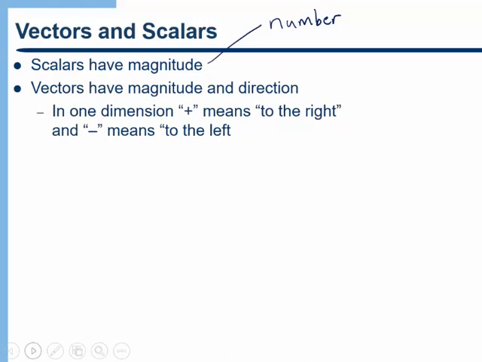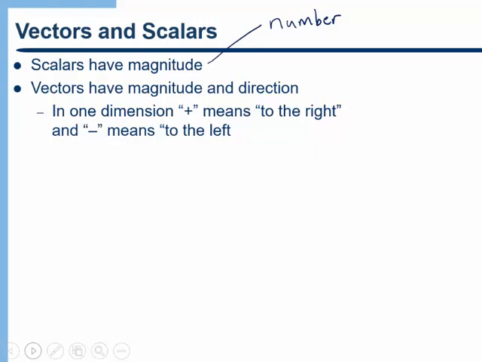Vectors, on the other hand, are quantities that have both a magnitude or number and a direction. Displacement is an example of a vector in that it's not only a number, but I want to know whether the displacement is to the right or to the left. So we need both a number and a direction to specify the displacement. We're going to see other examples of vectors include velocity, acceleration, and force.